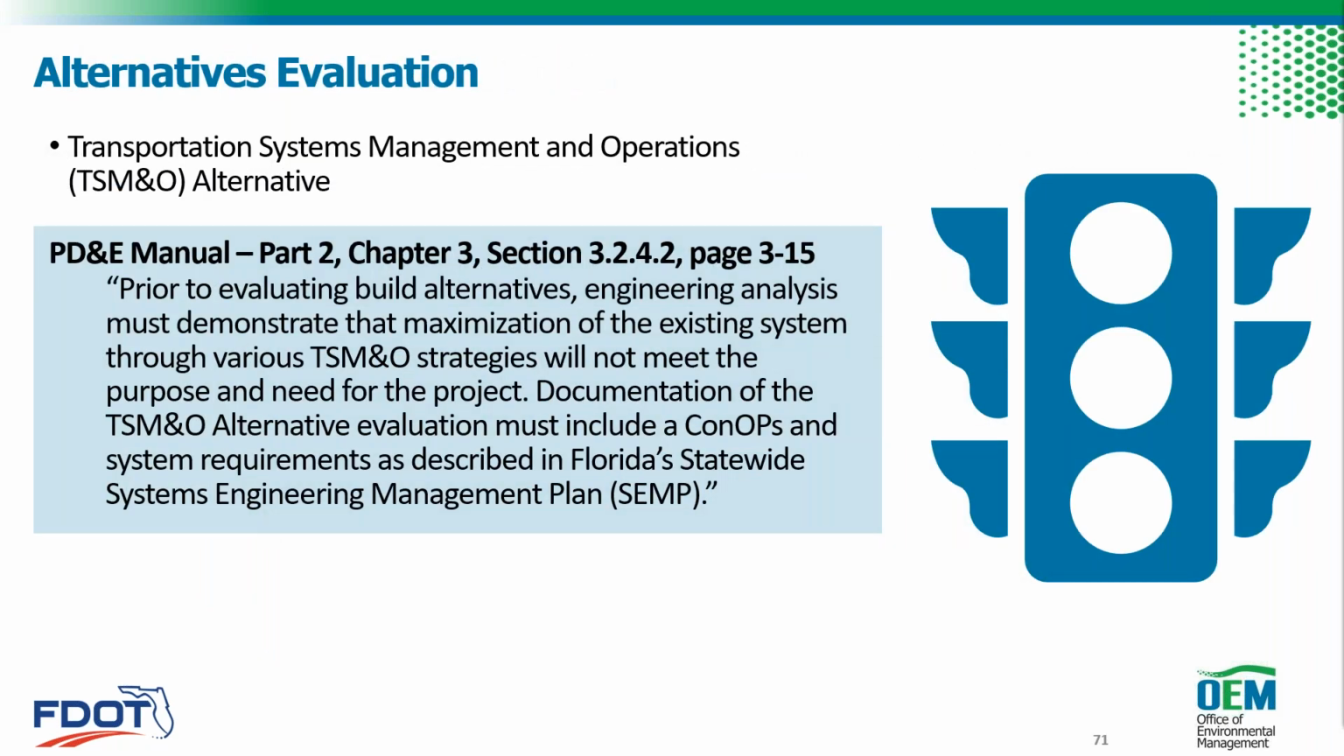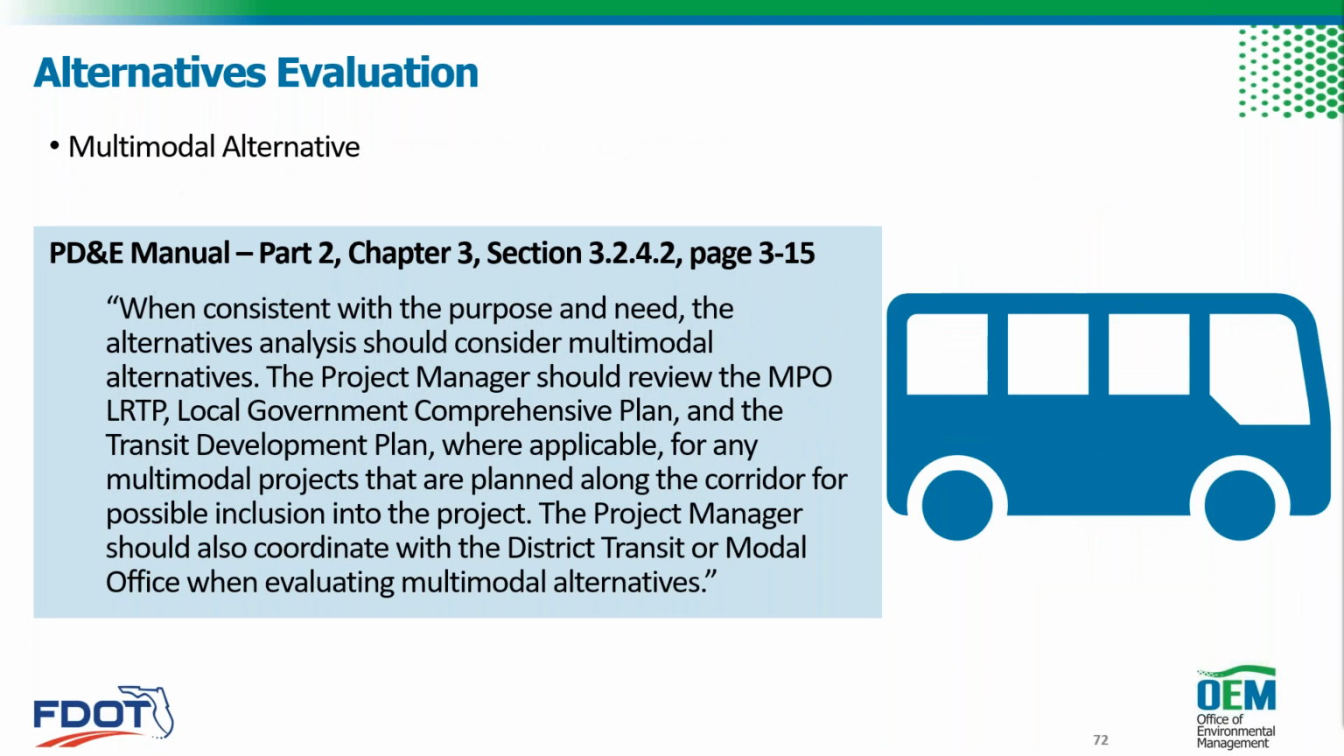So this does include the TSM&O alternative. Per the PD&E manual, prior to evaluating build alternatives, engineering analysis must demonstrate that maximization of the existing system through various TSM&O strategies will not meet the purpose and need for the project. The PD&E manual also says that the preliminary engineering report, or the PER, must include a section that discusses the alternatives, including TSM&O strategies, which were considered for the project but eliminated from detailed study. And that can be done during planning or PD&E phase.